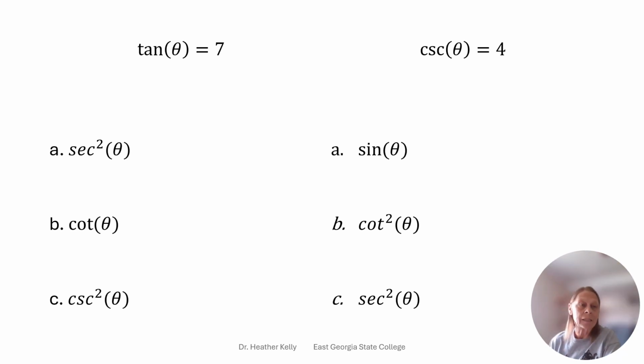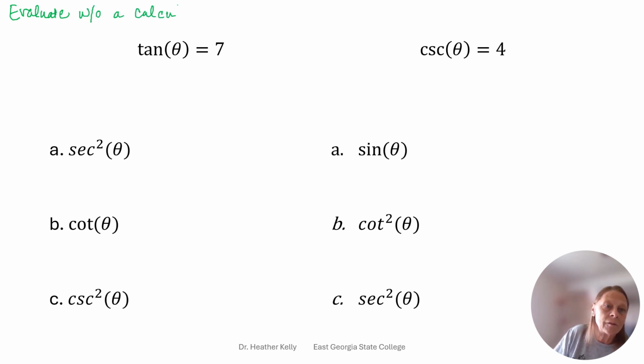Now let's use all of this information together and then evaluate some of these expressions. So the directions would be to evaluate without a calculator. You're going to see that a lot, and that's just indicating that we want all of our answers exact. So first things first, we have to find the secant, cotangent, and cosecant. So the only thing we can do is to start off with a triangle.